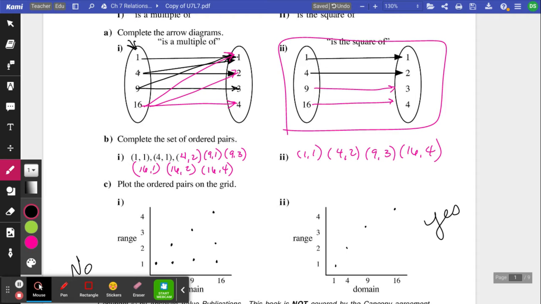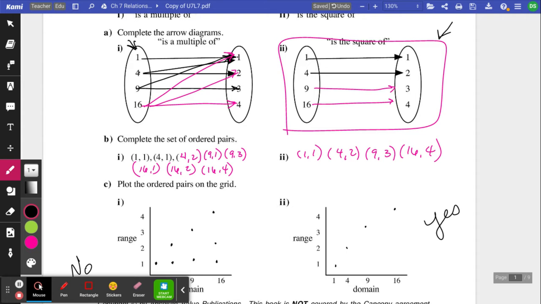That's why this first example over here with the is a multiple of, this is not a function. Do you see how there are more arrows leaving? 16 actually is related to 3 different things. That is a relationship, but it is not a function. It doesn't function, okay? Notice how this one over here was a yes. That's because each x value only goes to one y value. That's what it takes to be a function.